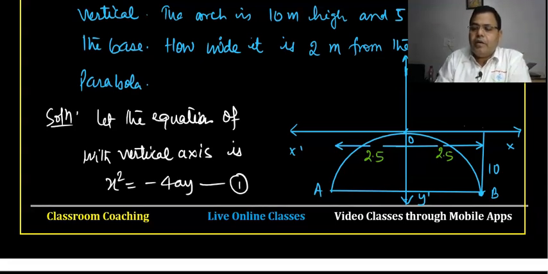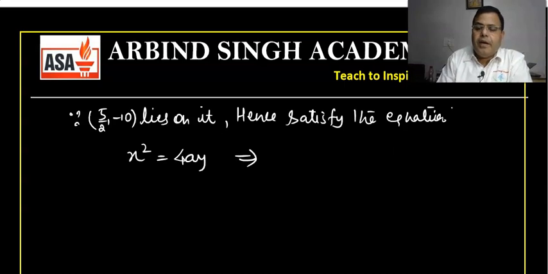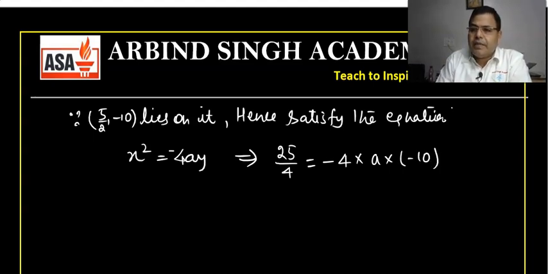This is equation 1. The coordinate of point B would be, this is just half, so 5 by 2 for the x coordinate and y is minus 10. So (5 by 2, minus 10) is the point at B. Since it lies on the parabola, it will satisfy the equation. So x square is 25 by 4, equal to minus 4a times minus 10. Minus minus is plus, so 4a is equal to 25 by 40, that is 5 by 8.